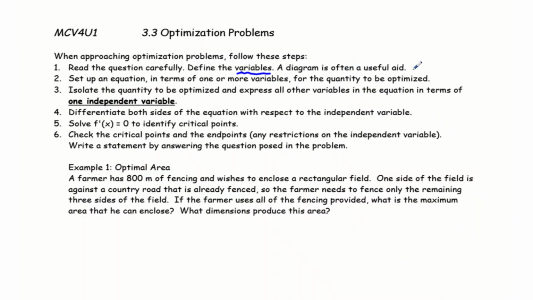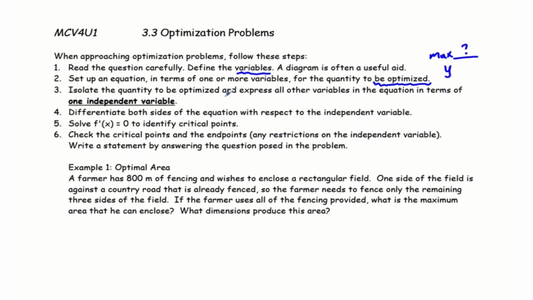And if there is no diagram given, a diagram may be a good way to help you understand the question. So draw a diagram, and after that, set up an equation, connecting the variables together in terms of one or more variables. And always, for any quantity we want to maximize or minimize, we introduce that one as y. So the word after maximum or minimum is the y value.